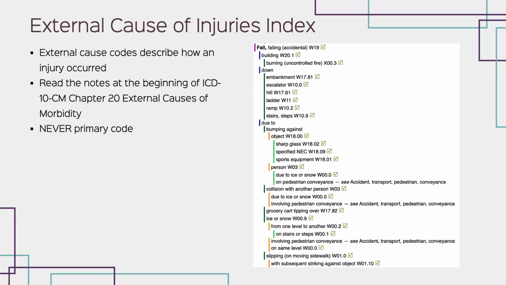And then your next section is going to be the external cause of injuries index. The external cause codes are going to be used to describe how your injury has occurred. So if a patient has a broken arm from a fall, you can look in this index for fall, and then it will list your different types. Without further information about the fall, you would just use your default code W19, and again, verify in the tabular list to assign your remaining characters for a complete code. The majority of the codes in this section will require your 7th characters, so you should always verify your code in the tabular.